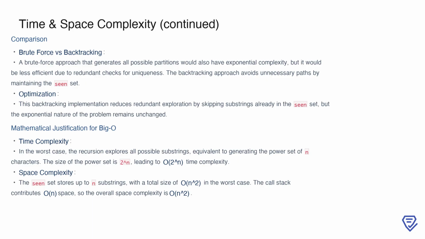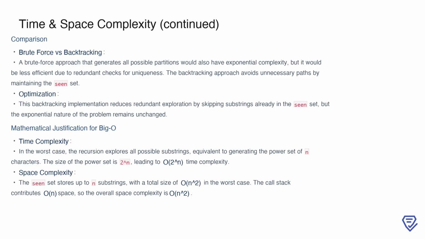Finally, let's compare this backtracking approach to a brute force method. A brute force solution would involve generating all possible partitions of the string and then checking each partition for uniqueness. While this would also have exponential complexity, it is far less efficient due to redundant checks and unnecessary computation. In contrast, the backtracking approach optimizes the process by maintaining a seen set to avoid exploring already invalid paths. Despite this optimization, the problem's exponential nature remains unchanged, as the number of recursive branches still grows exponentially.